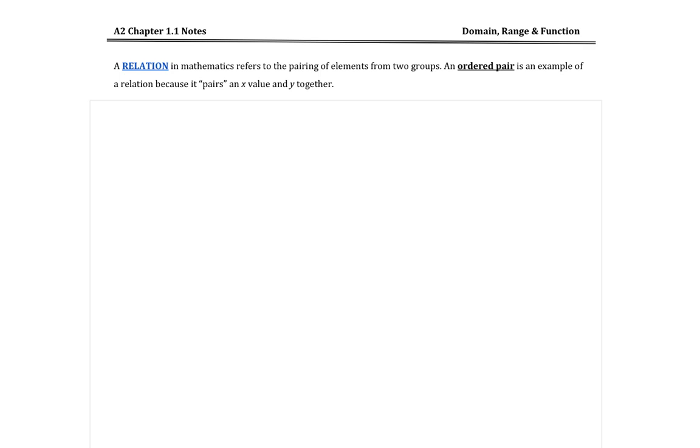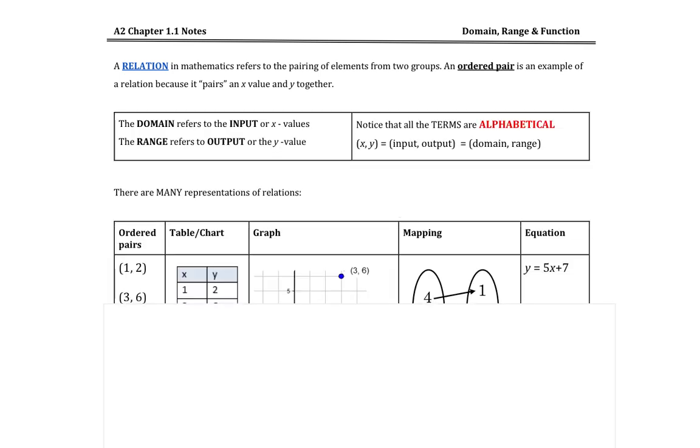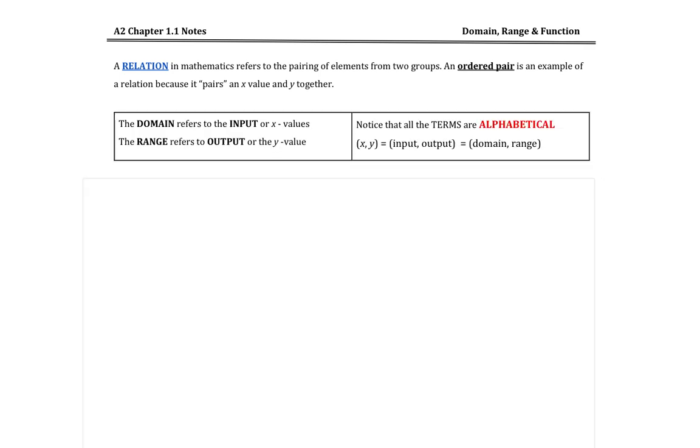So an ordered pair is an example of a relation because it pairs an X value and a Y value together. All right. The domain refers to the input or the X values, and the range refers to the output or the Y values. So notice that all the terms are alphabetical. That's the way I remember it, that X comes before Y, input I comes before output O, domain D comes before R for range.